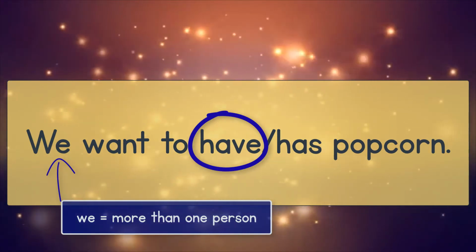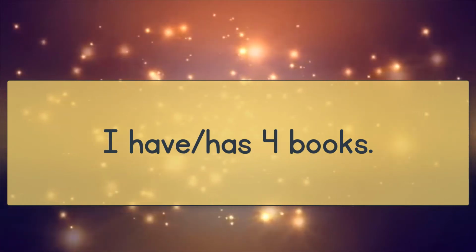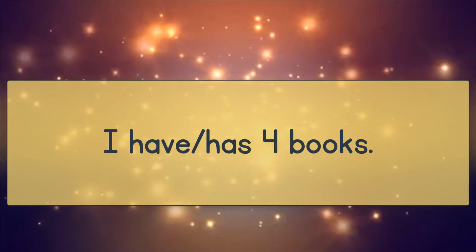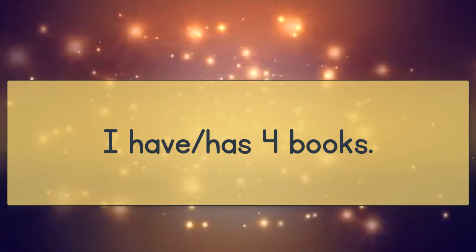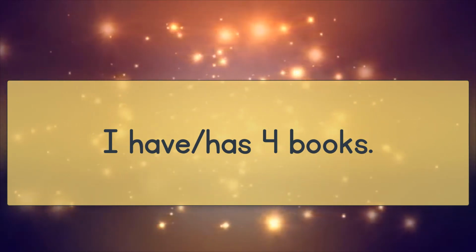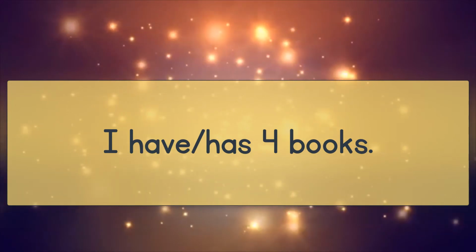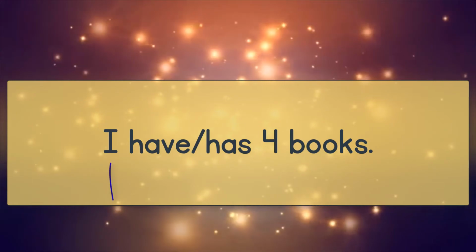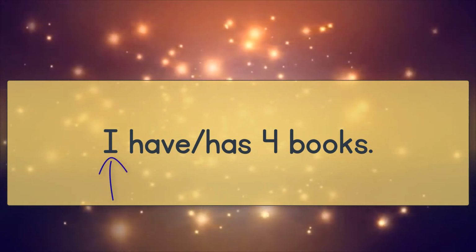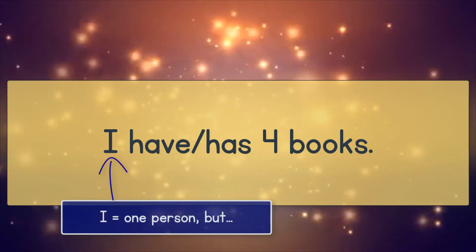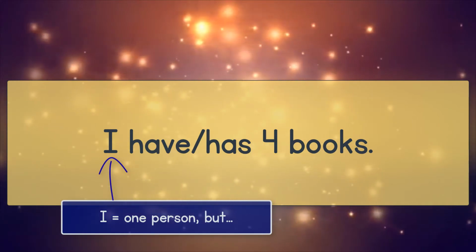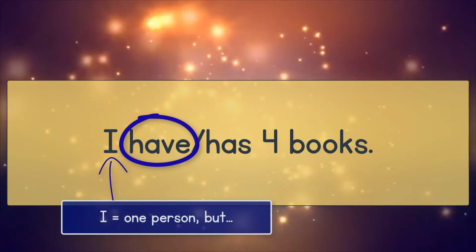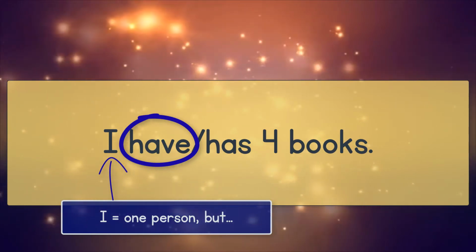All right, let's keep going. I have or I has 4 books. Which noun are we talking about? Yeah, we're talking about I, and this one is tricky because I is one person, but I is one of those special ones that goes with have, even though it's just one person. So this sentence should be, I have 4 books.